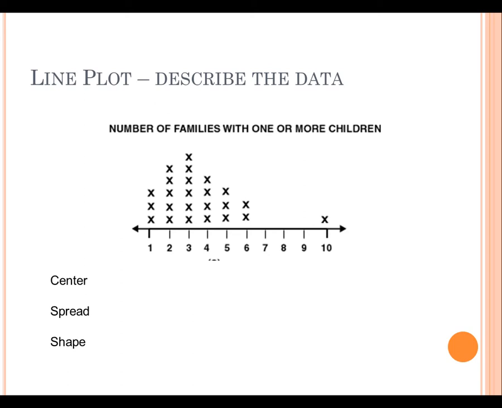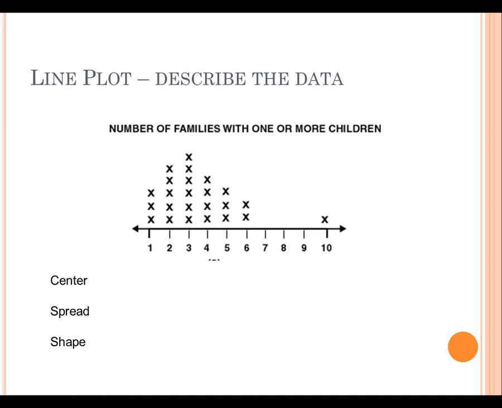All right, line plot to describe the data. Number of families with one or more children. So, number of families with one or more children. We could do that. That's something we could do. Whoa, okay, hey, all right.